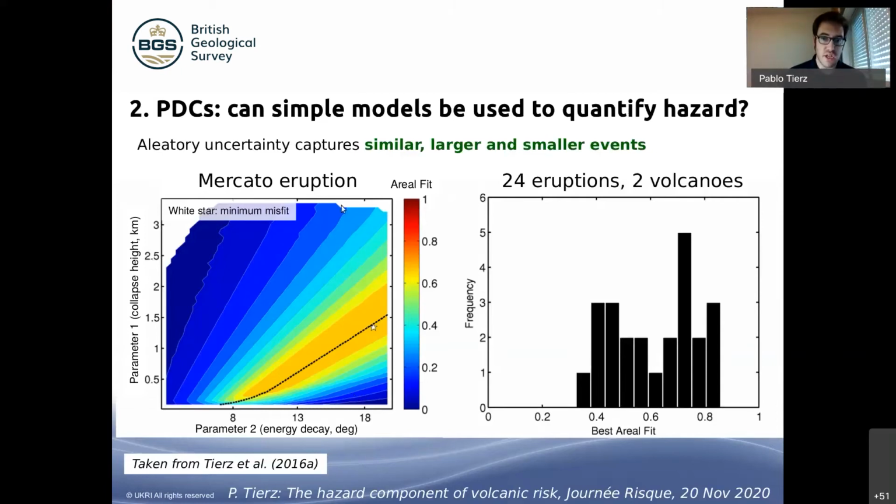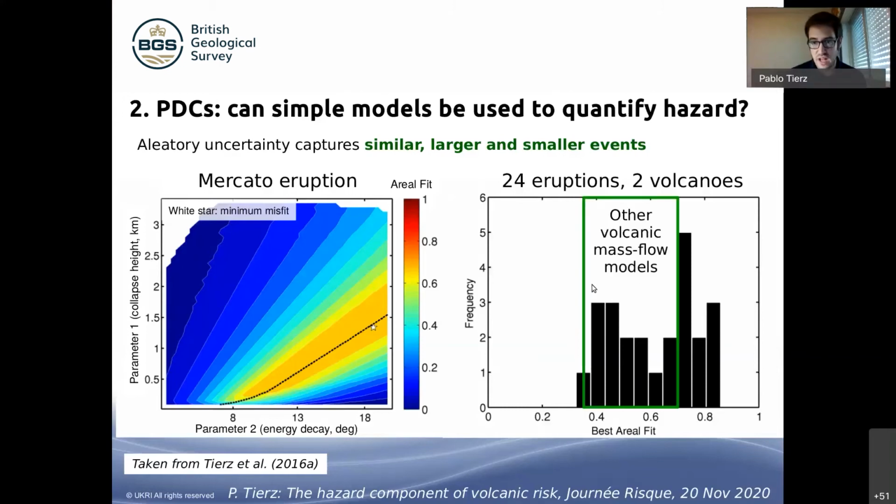So that was a good result, to obtain events that were similar but also larger and smaller, because we were trying to quantify the aleatory uncertainty of our volcano of interest. And on the other hand, when we look at the two volcanoes and 24 eruptions, we're showing here the best areal fit computed for each of these cases, and I'm showing the histogram.